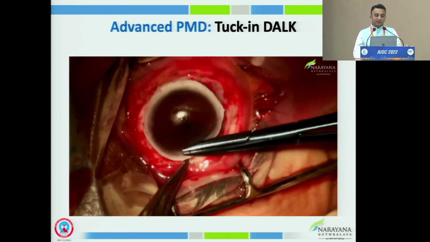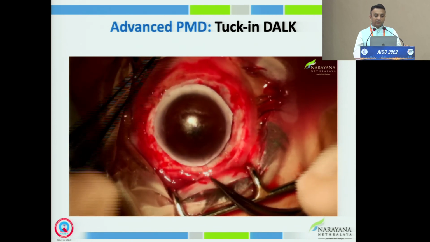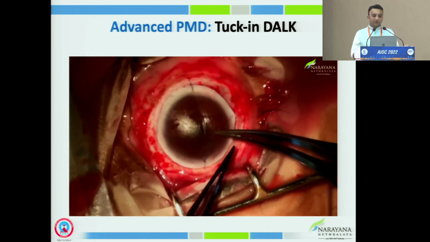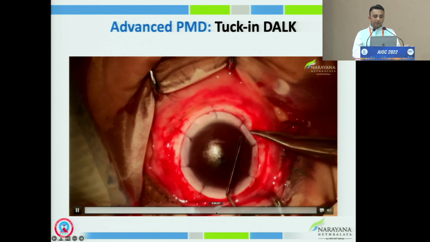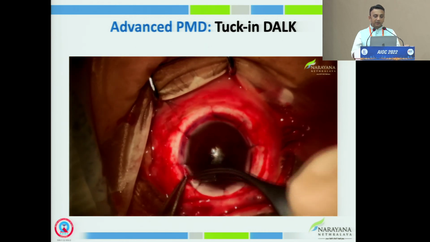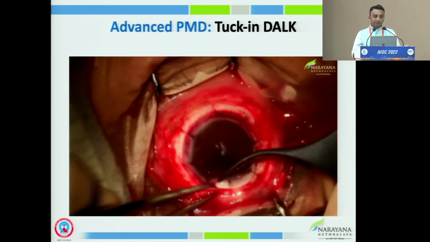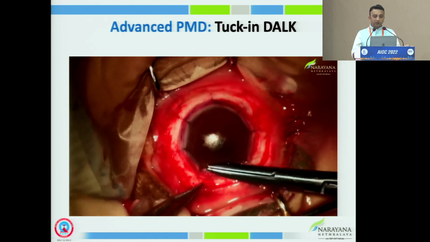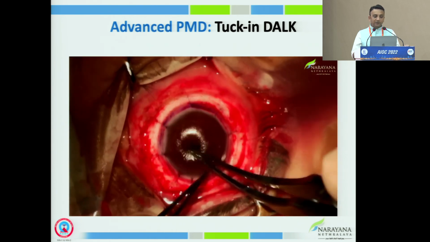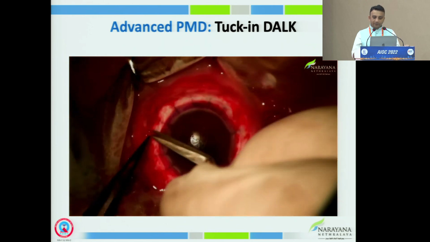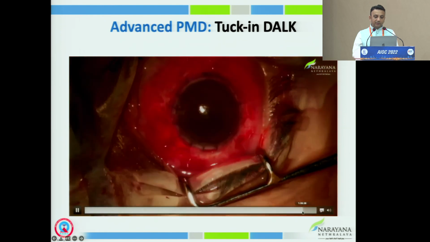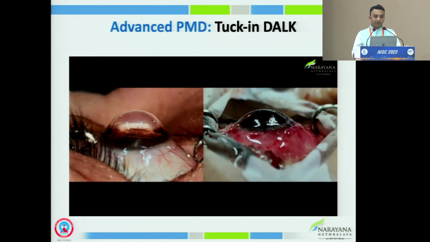For the larger graft here, I'm doing a tuck-in DALK, where I've taken a donor which is much larger than the recipient size, and after putting the sutures, you end up just tucking it inside. As you can see here, I'm tucking it inside. I do start with a spatula, but then I switch over to a curved forceps, which works quite nicely for the tucking in. The rest of the suturing and everything remains the same. As you can see, you can achieve a huge amount of flattening and still retain the donor endothelium.